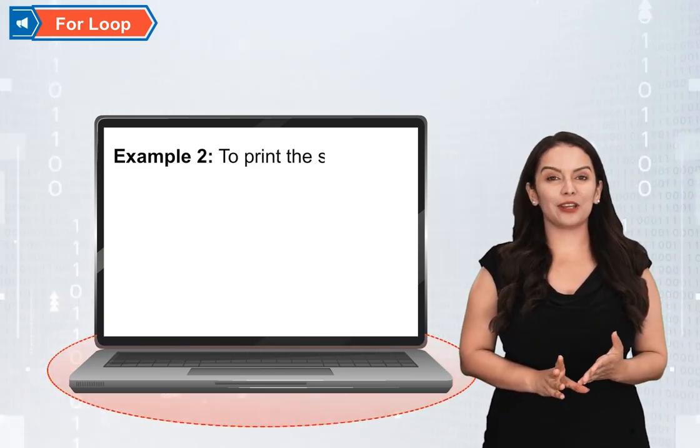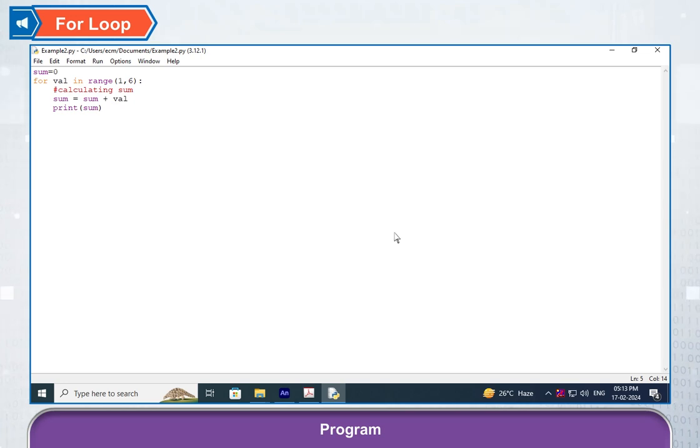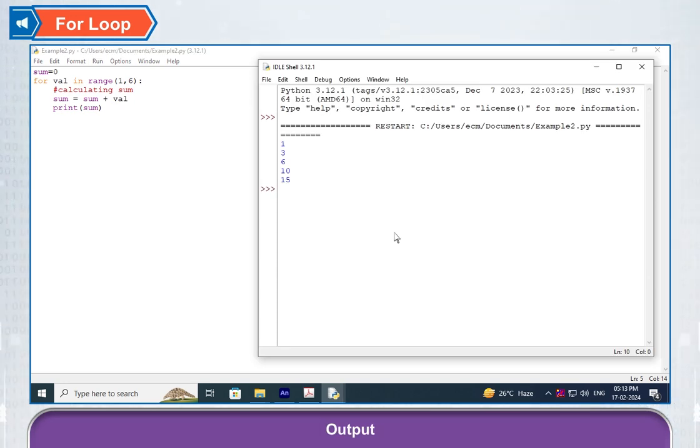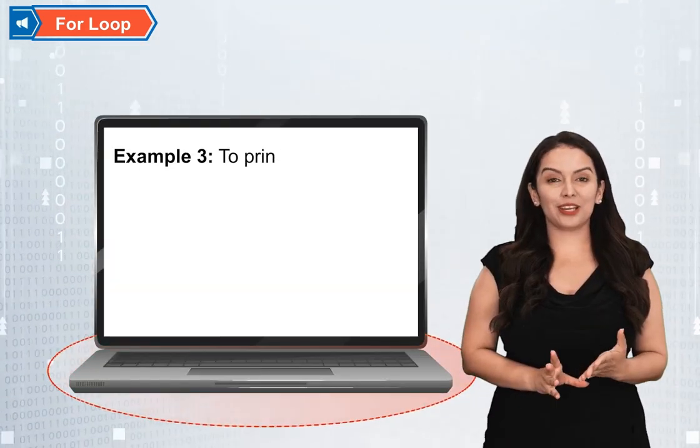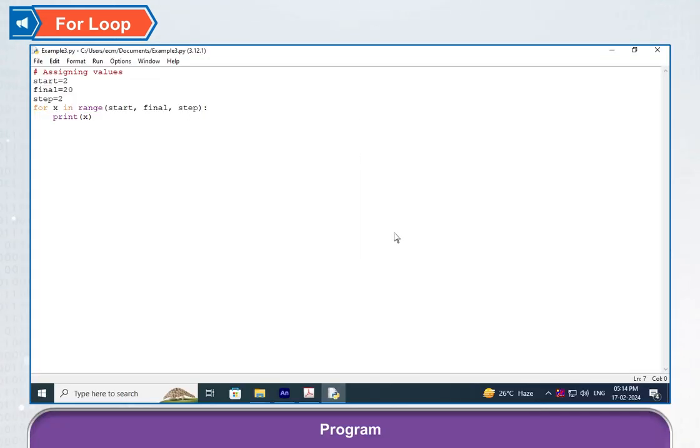Example 2. To print the sum of first 5 natural numbers. Program. Output. Example 3. To print the even numbers between 1 and 20.